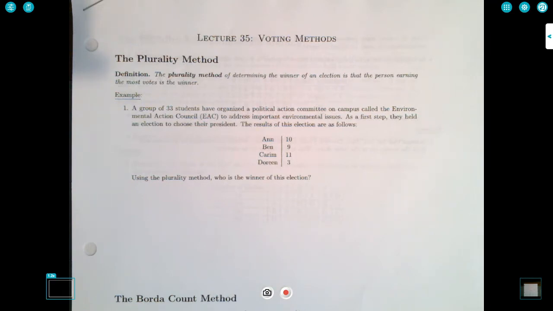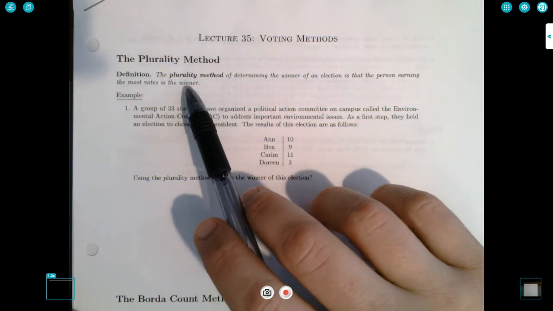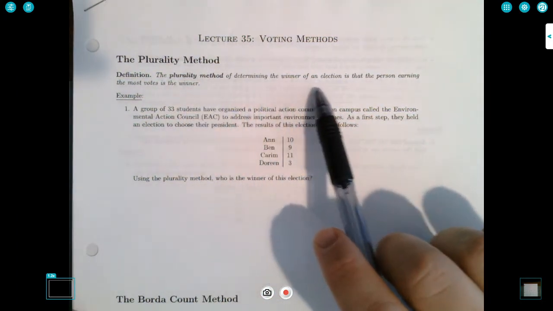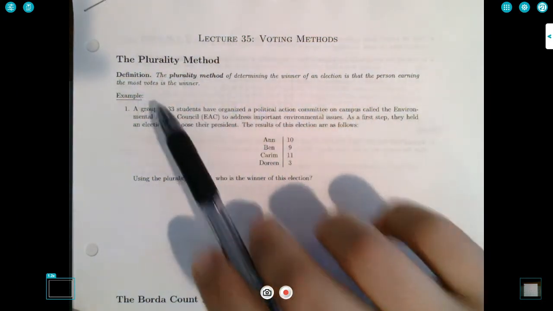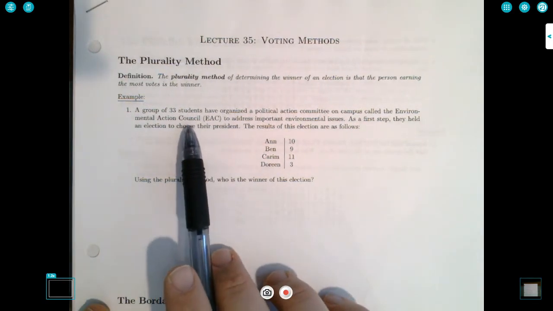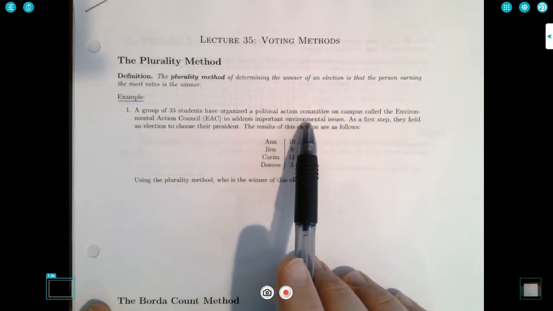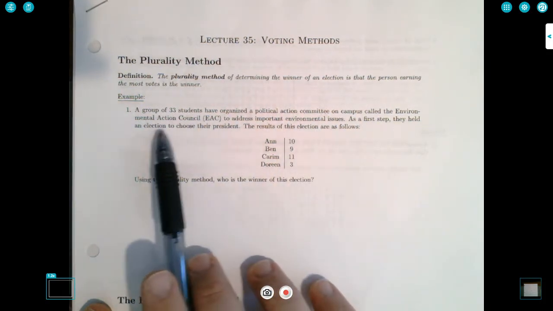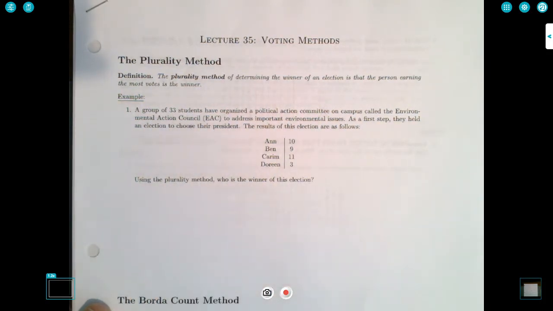The plurality method of determining the winner of an election is that the person earning the most votes is the winner. So, for example, a group of 33 students have organized a political action committee on campus called the Environmental Action Council, EAC, to address important environmental issues. As a first step, they held an election to choose their president.